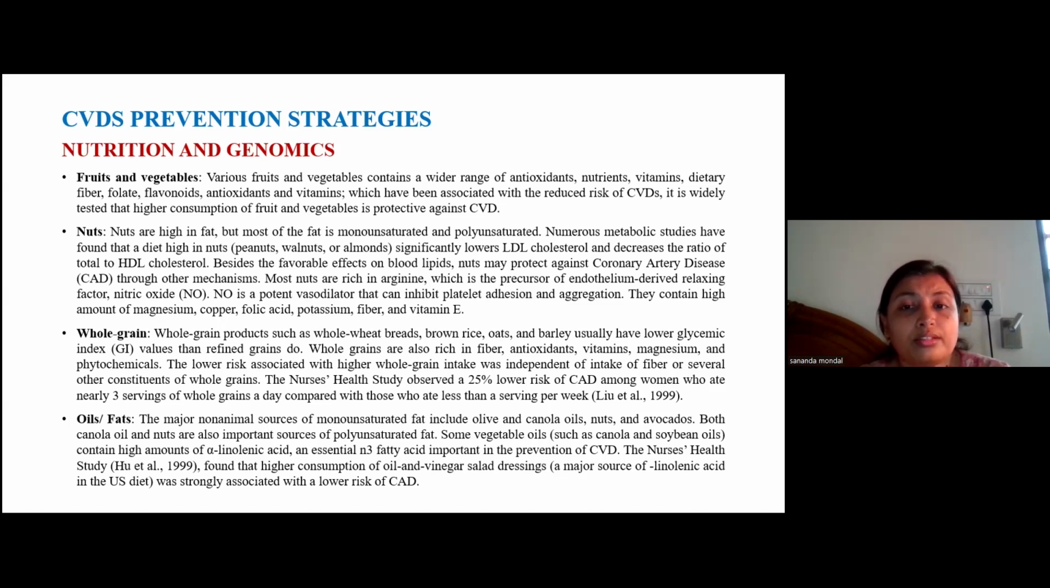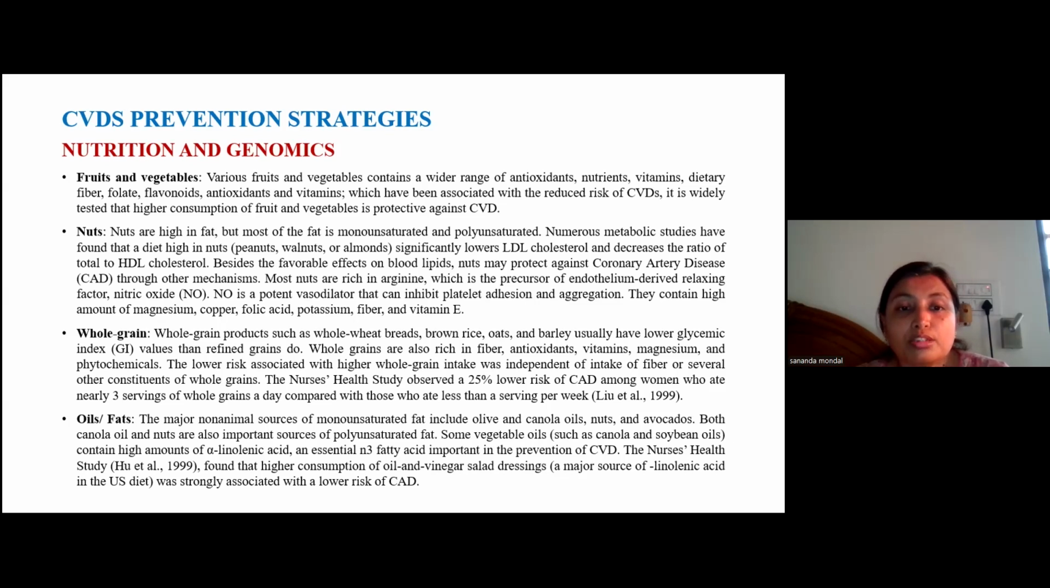Whole grains are also rich in fiber, antioxidants, vitamins, magnesium, and phytochemicals. The lower risk associated with a higher whole grain intake was independent of intake of fiber or several other constituents of whole grains. The Nurses' Health Study observed a 25% lower risk of cardiovascular diseases, within that the coronary artery diseases, among women who ate nearly 3 servings of whole grain a day compared with those who ate less than a serving per week, as reported by Liu et al. 1999. After that, we can consider the fats or oils.